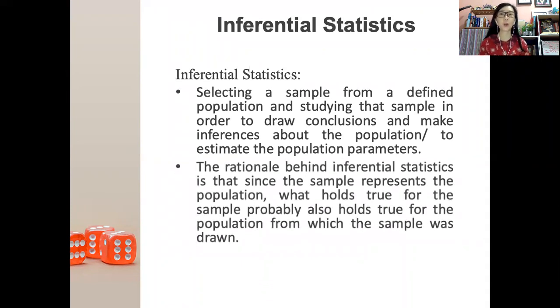The rationale or the assumption behind the use of inferential statistics is that since the sample represents the population, you know that a sample is a representative part of the population. What is true for the sample is probably true for the population from which the sample was taken. So when we assume that something is true for a sample that we research, we assume also that it is true for the population from which the sample is taken.